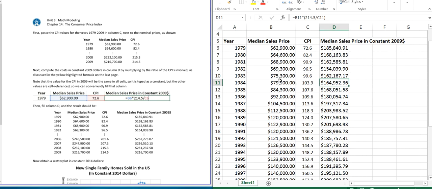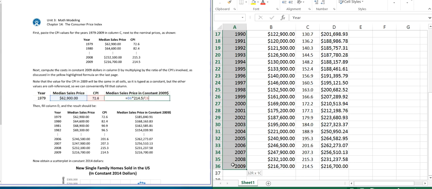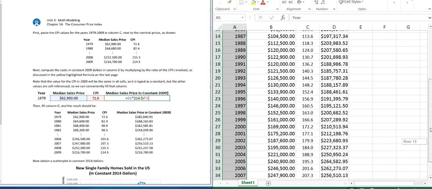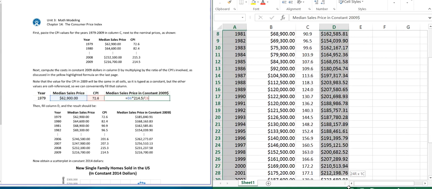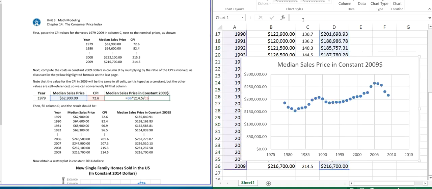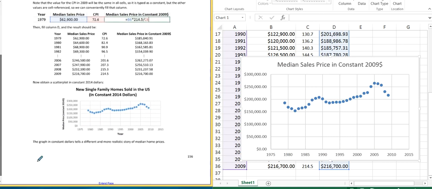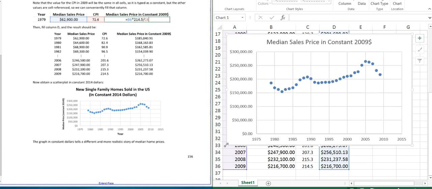Now, if we were to make a graph, we can highlight our years here. And then if I go back up, hold down the control button and then highlight column D. And that's how you can skip all those values in the center, control highlight. And then if I just look at a scatter plot here, and again, this will be over here in your notes, so just a basic scatter plot. So now we see something very different than the one that we first just did in nominal dollars.